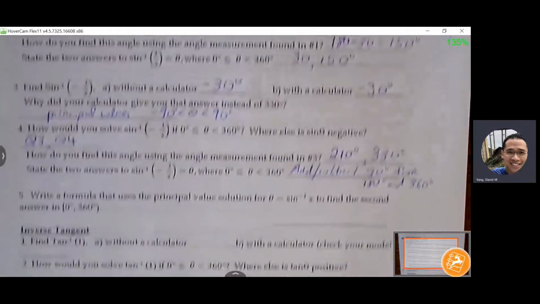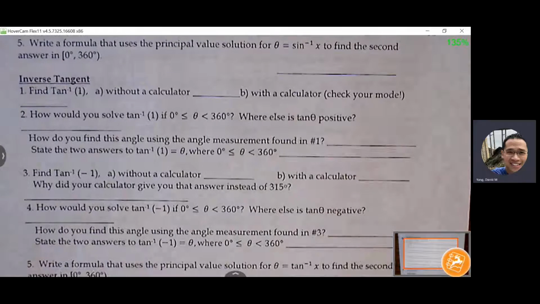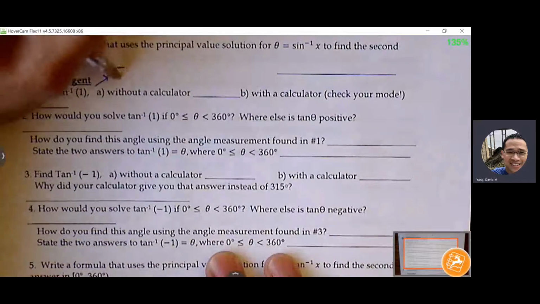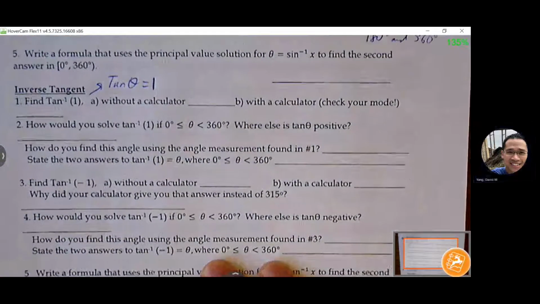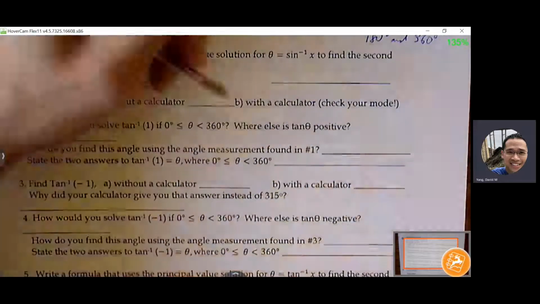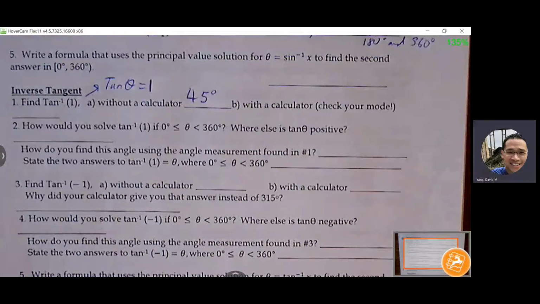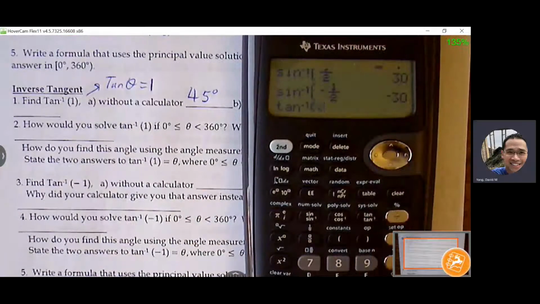Okay, inverse tangents. Find inverse tangent of 1. Another way of saying that is, where is tangent of theta equal to 1? What would you say? 45 degrees, yeah. Let's go ahead and check that with our calculator. We should get the same thing. Yeah.